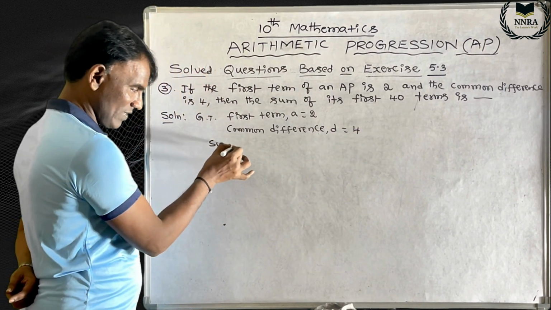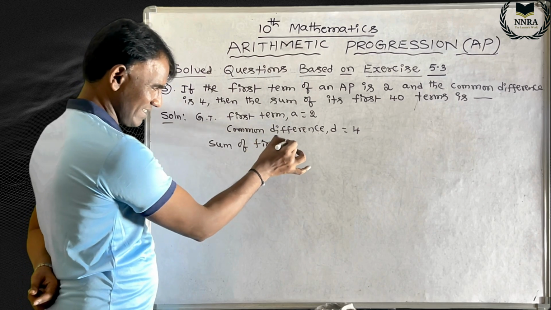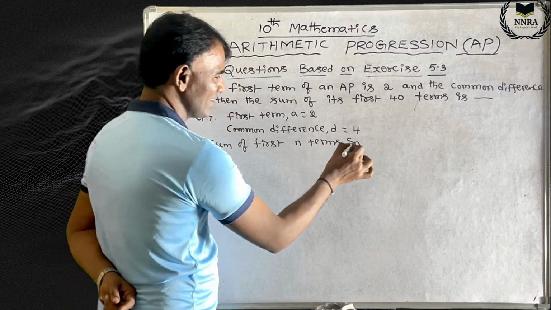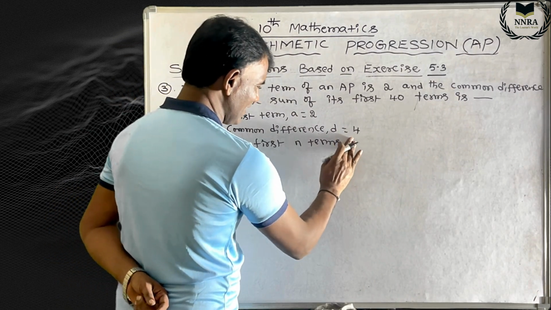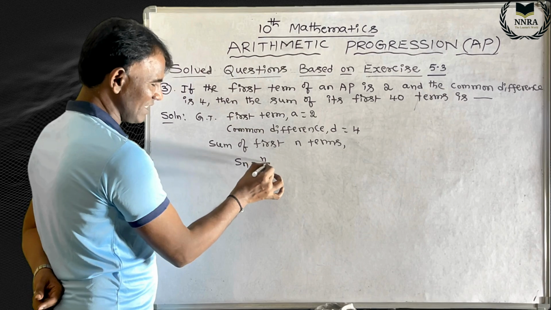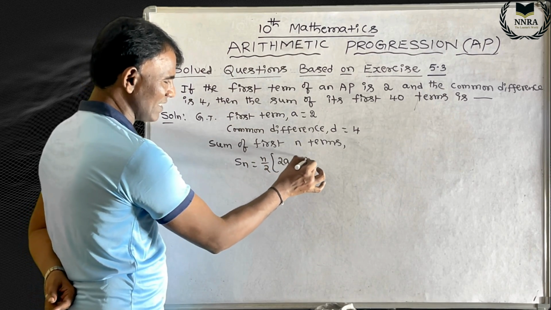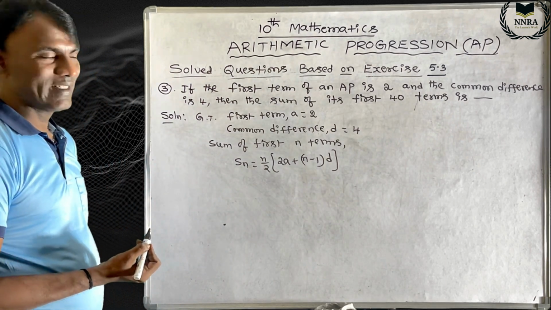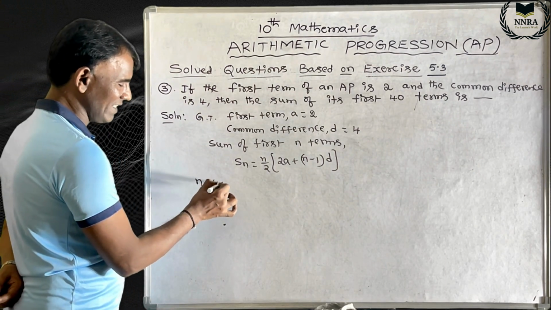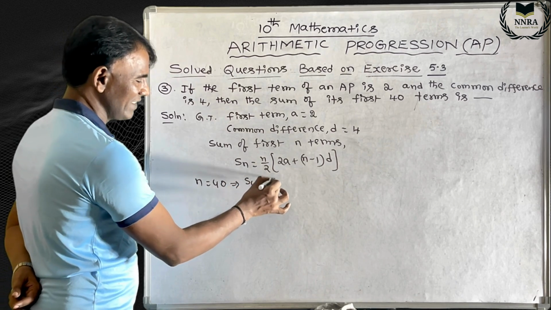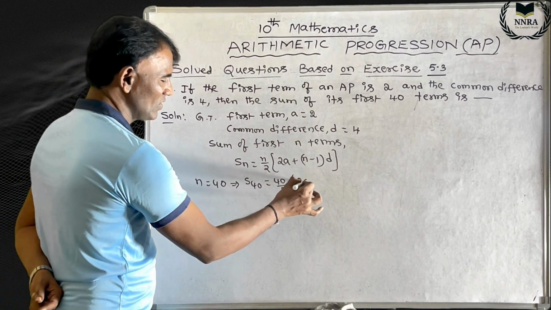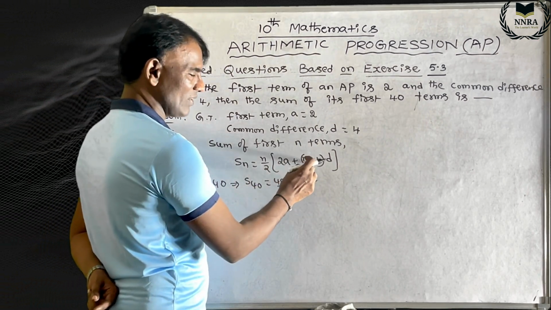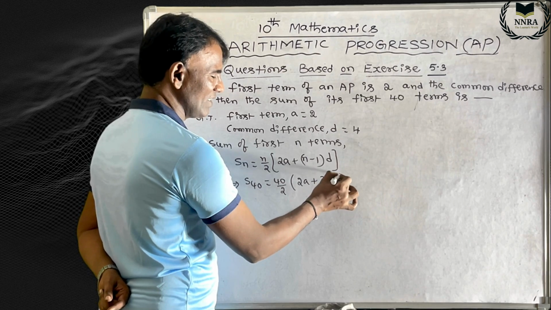Now the sum of first n terms. What is the formula? Sn equal to, I am writing here, Sn equal to n by 2 into 2a plus n minus 1 into d. But what did they ask in that question? Sum of first 40 terms. So n equal to 40. Then we get S40. It is 40 divided by 2, 2a plus 40 minus 1. 40 minus 1 is 39 into d.